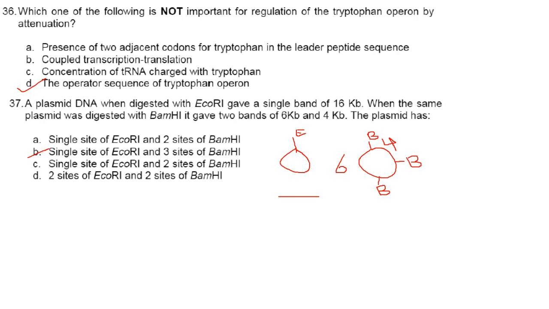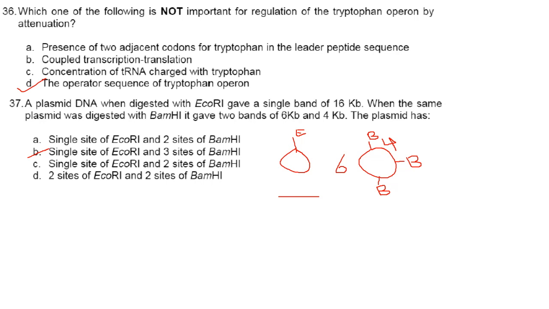But what is the size of the plasmid? It is 16 kb. So 4 kb plus 6 kb, it will be only 10 kb. The rest 6 kb also will be digested and it will be released as a band, because BamH1 will have 3 restriction sites. So the answer will be option B, that is single site of EcoR1 and 3 sites of BamH1. Only then you will get 6 kb, then 4 kb and another 6 kb also.